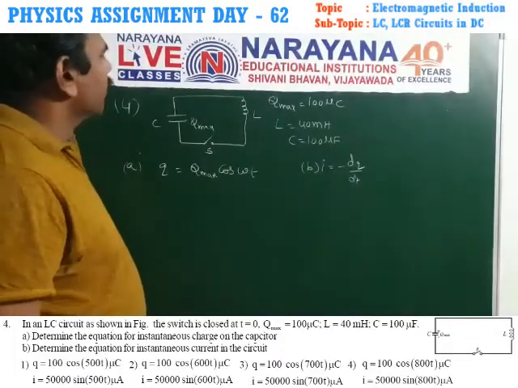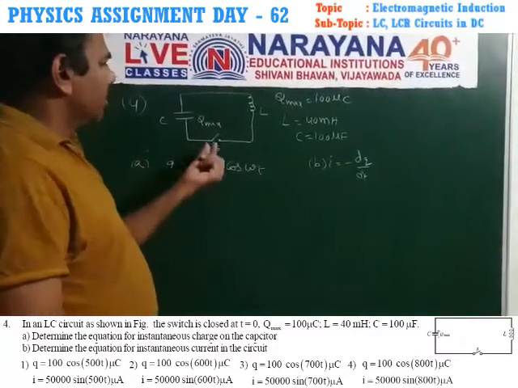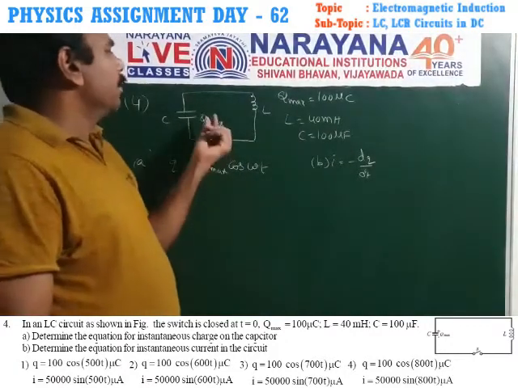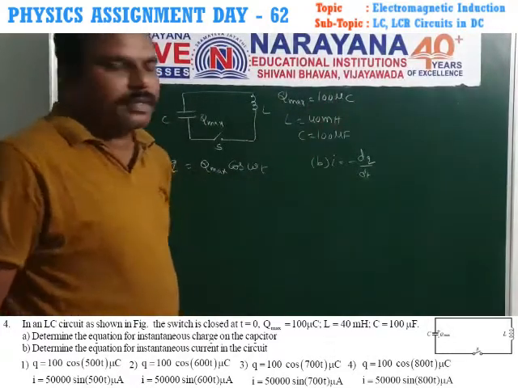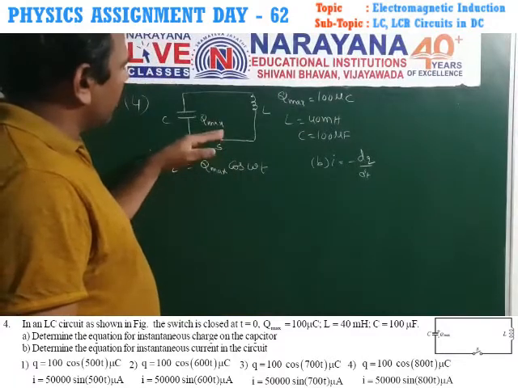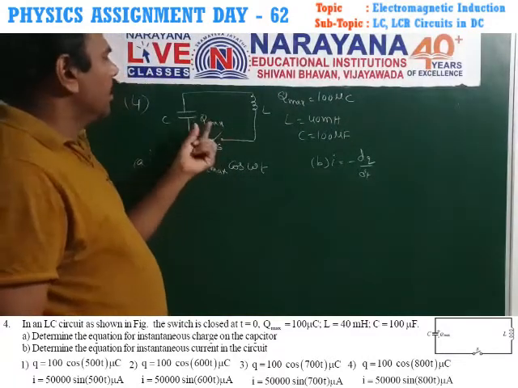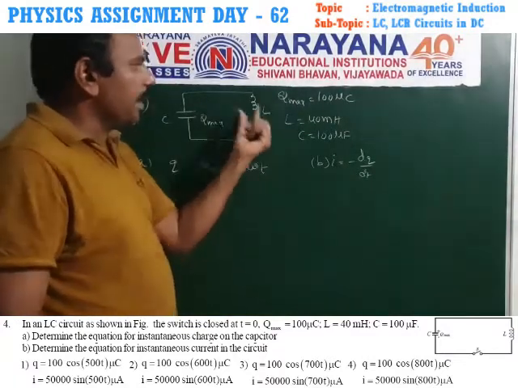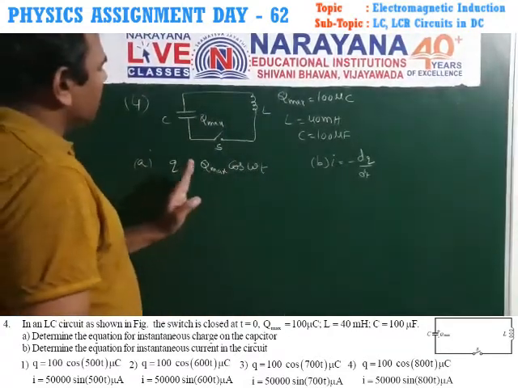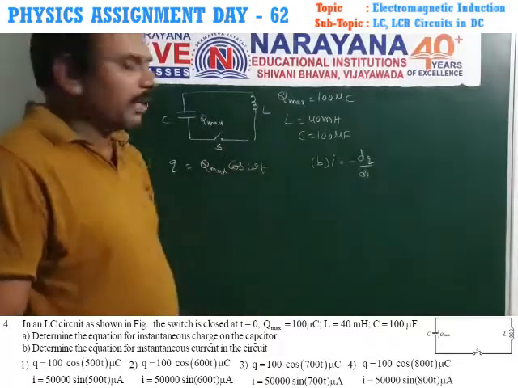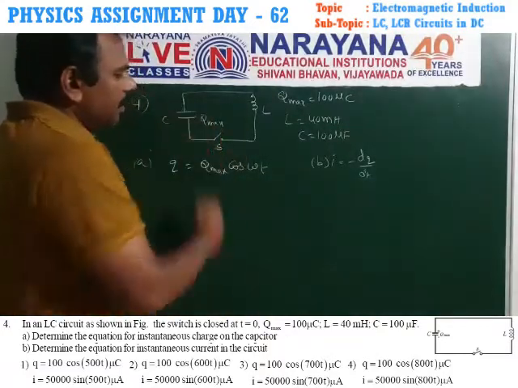In the fourth sum, LC oscillation, the switch is closed immediately. The maximum charge on the capacitor is 100 microcoulombs. After connecting the switch, this charge flows through the inductor and creates a current. So how much charge flows? Q is equal to Q maximum into cos omega t, a decreasing function.